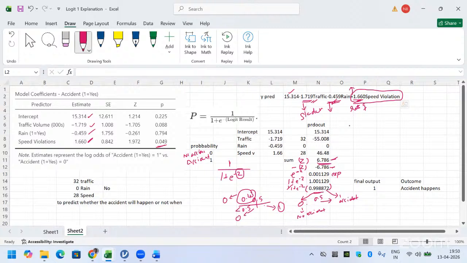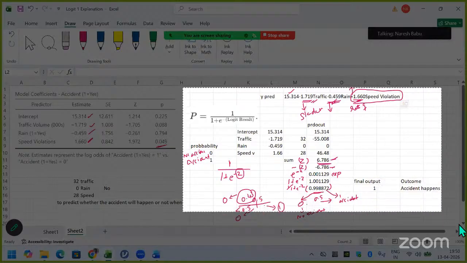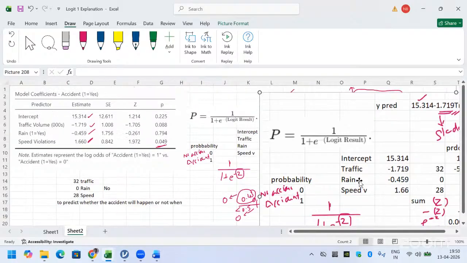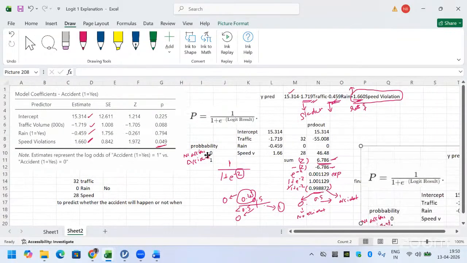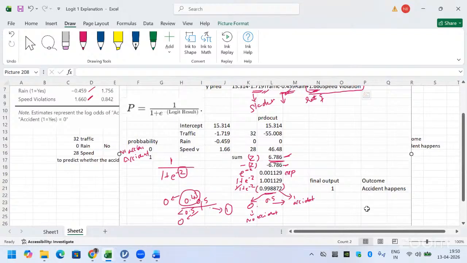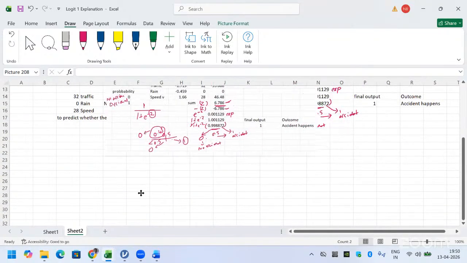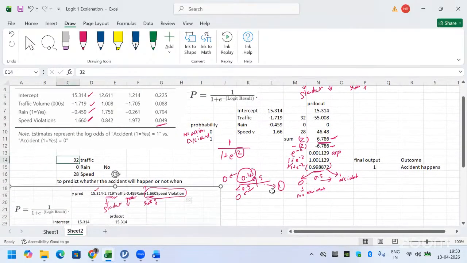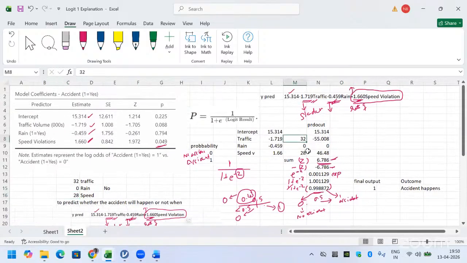Now I'll try to show the same thing with one more value. I'm copying my present output to some place. So this is the output which I've got here, case 1. Suppose instead of traffic 32, rain 0 and speed 28, I'm going to try to change these values.